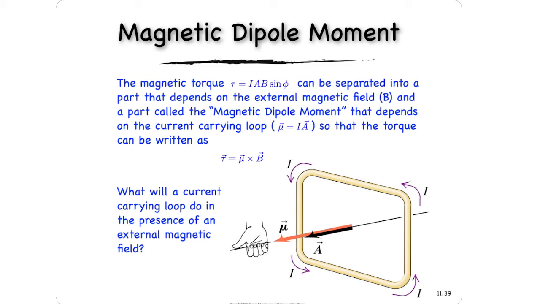Bella? If the loop is perpendicular to the direction of the magnetic field, so the magnetic field points up, and the direction of the loop we'll consider, using the right-hand rule, to be sideways. If those things are perpendicular, we get the maximum torque.